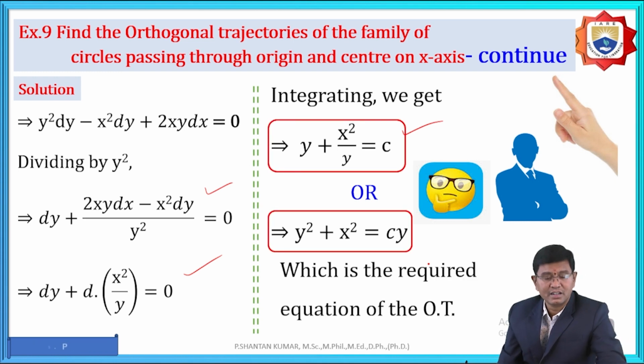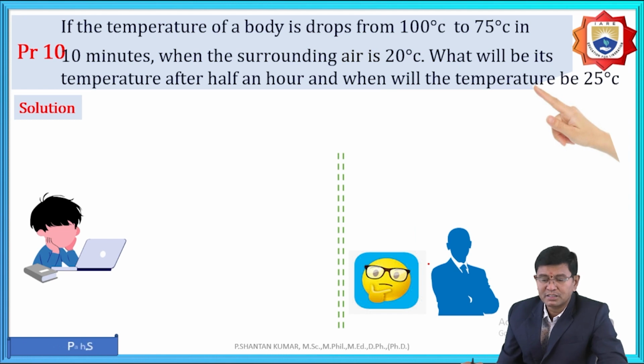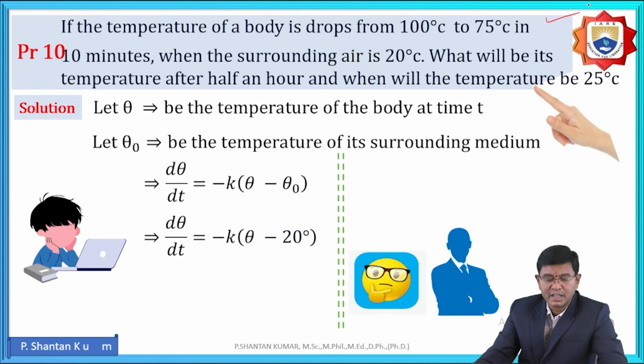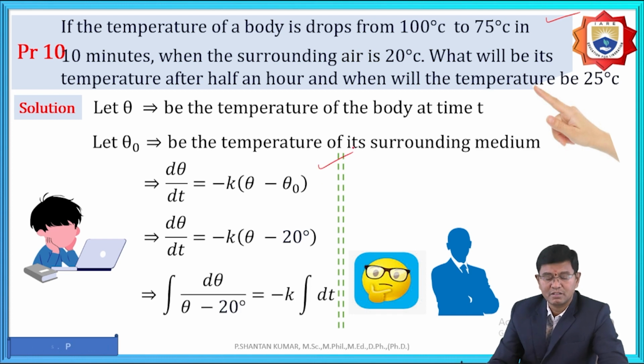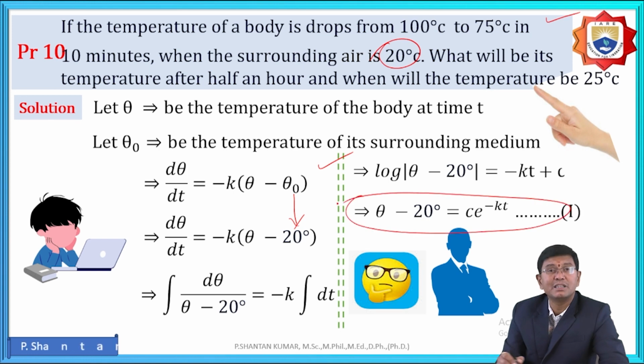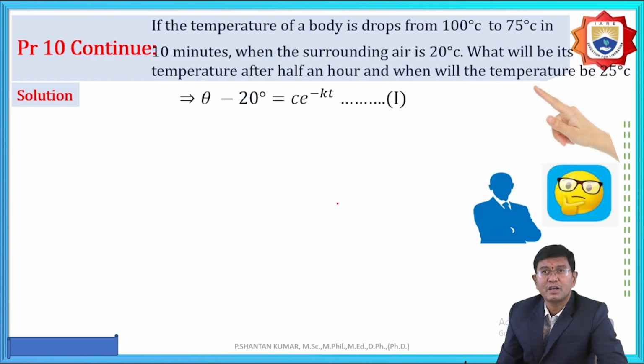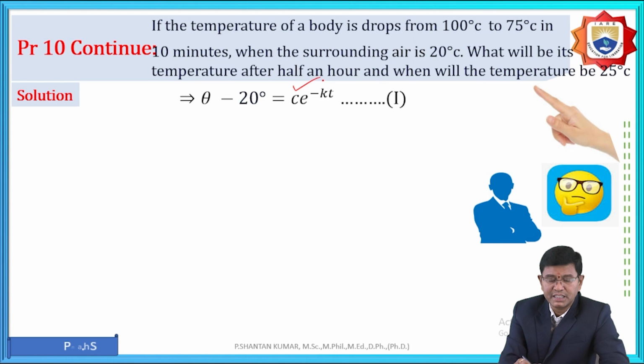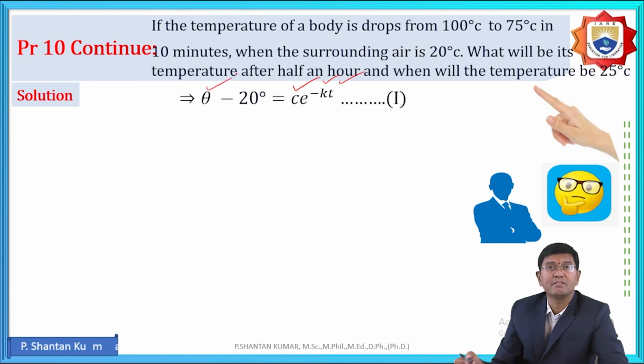Finally, in today's class, that is the 10th problem. It is also based upon Newton's law of cooling. Clearly, we need to assume, based upon the initial step, that theta naught is 20 degrees. But here the main important thing is this equation 1. And here also we need to find out what are c, k, and t. Finally, what is the theta value?